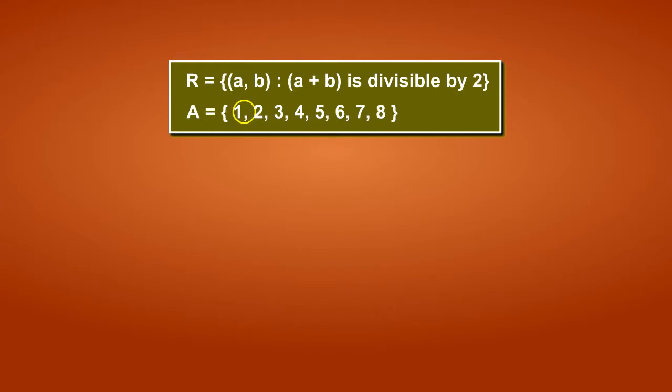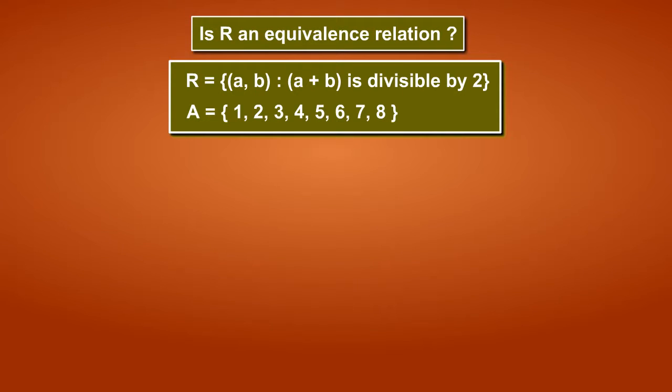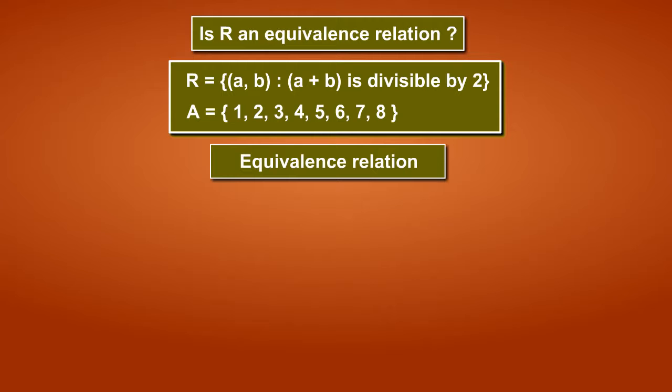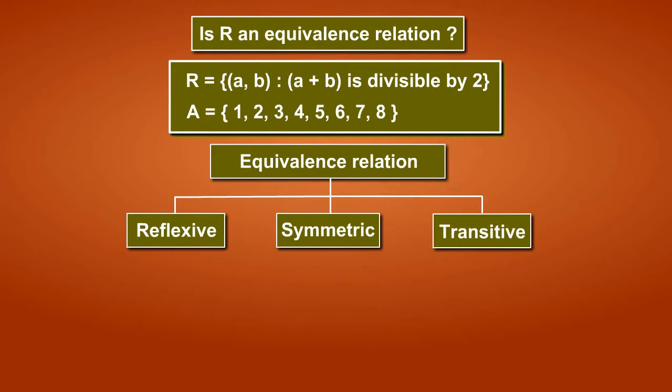there. 1, 2, 3 and so on till 8. Now what are we going to do with this relation? We are going to check whether this is an equivalence relation or not. So firstly, let us understand what exactly is an equivalence relation. A relation is said to be an equivalence relation if it is reflexive, symmetric and transitive.